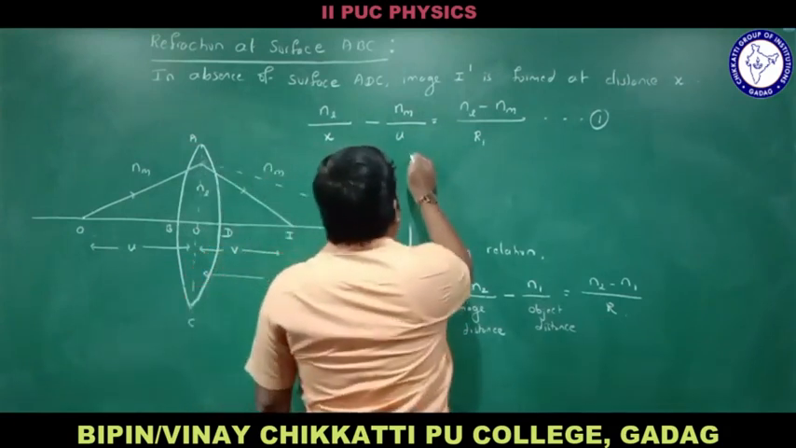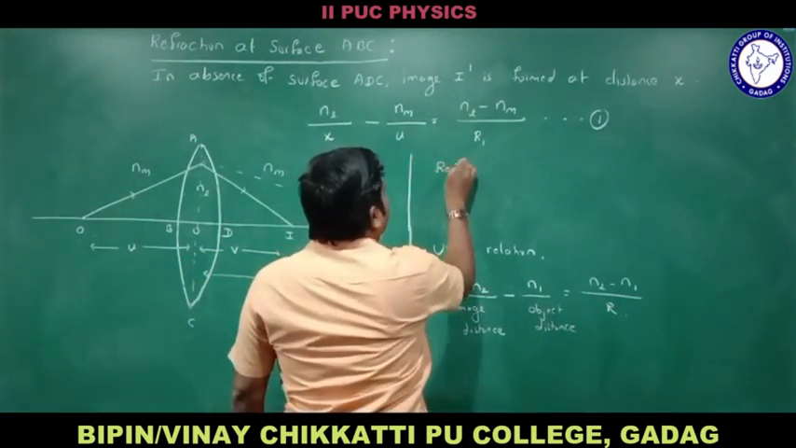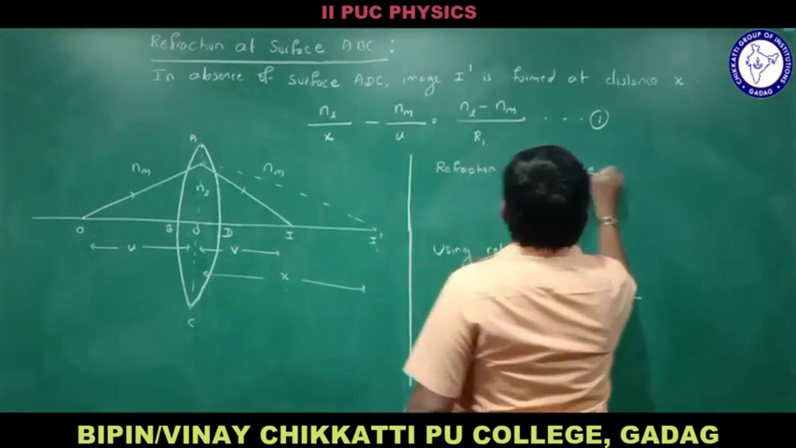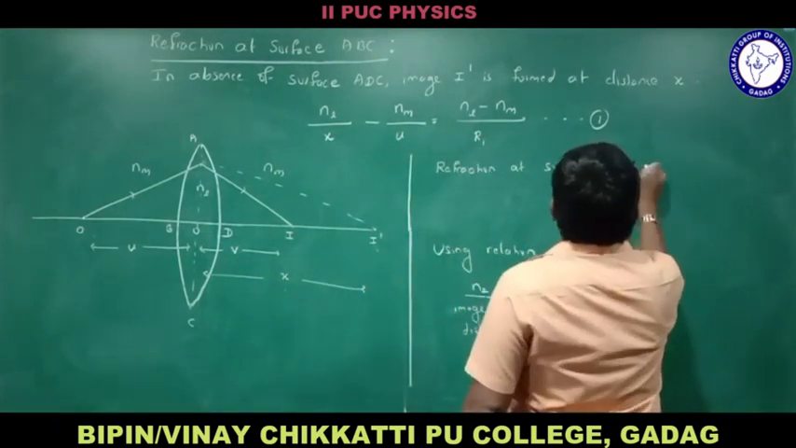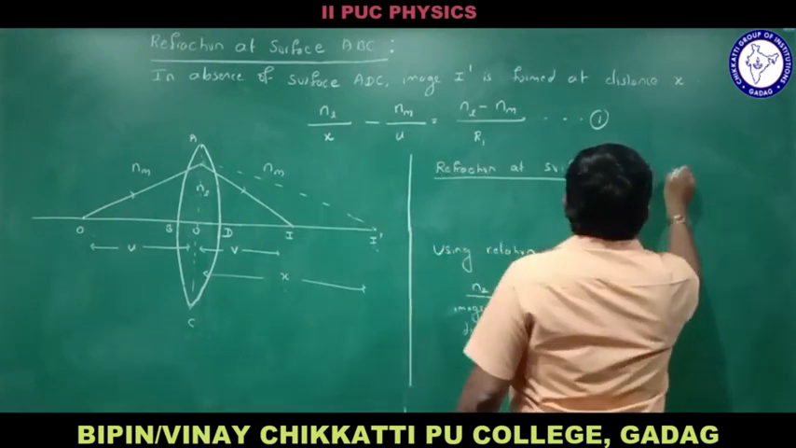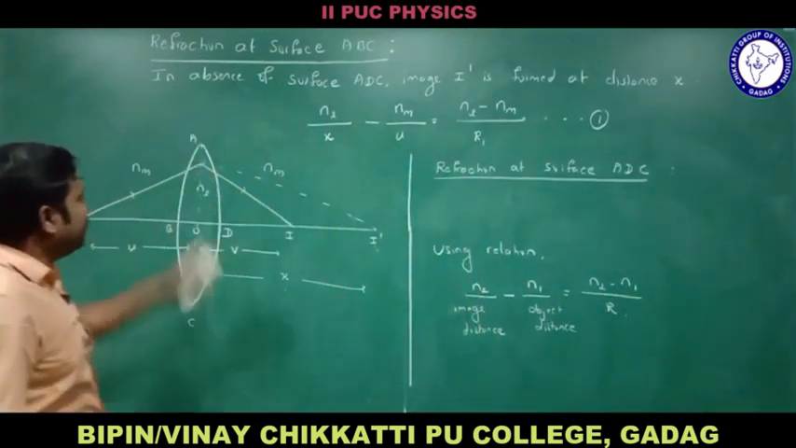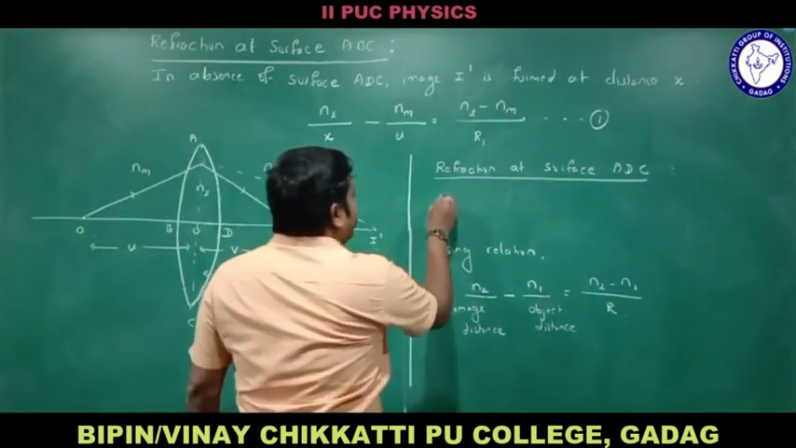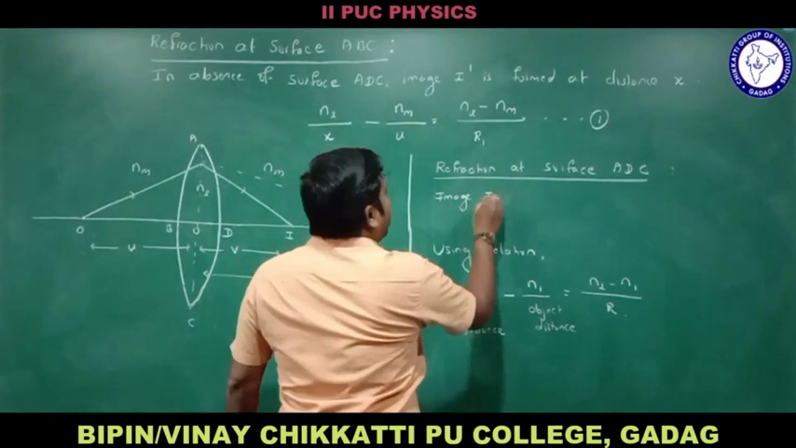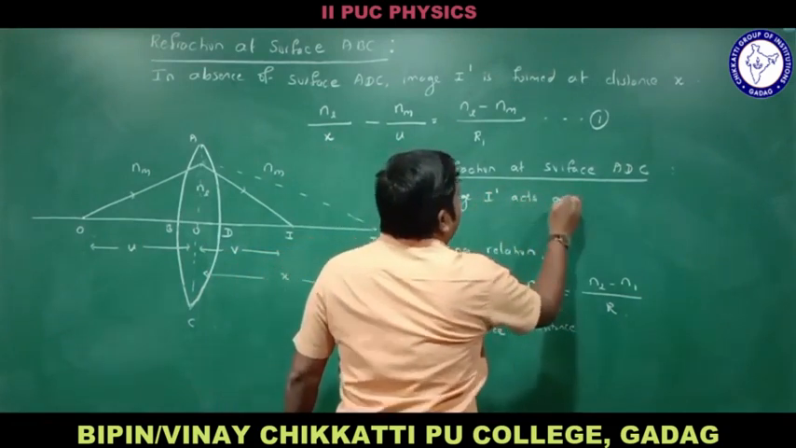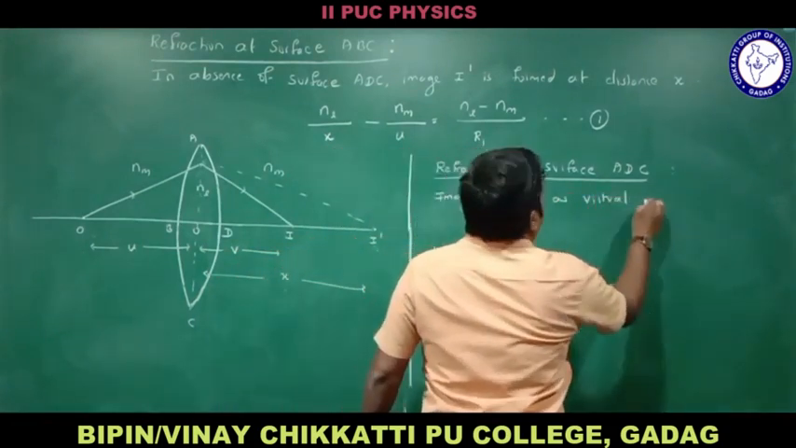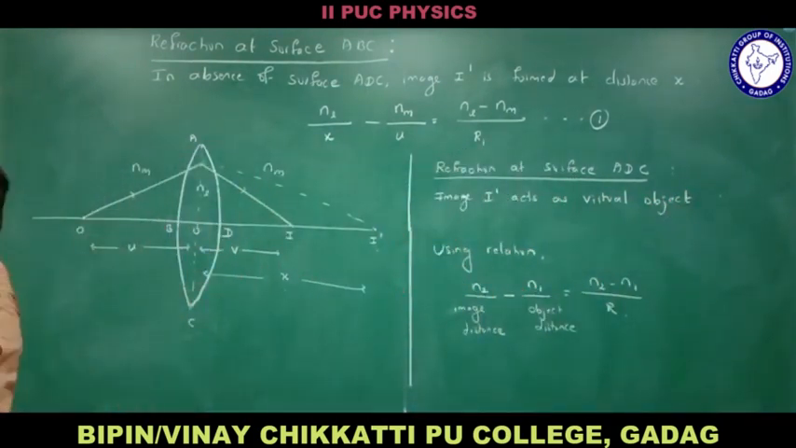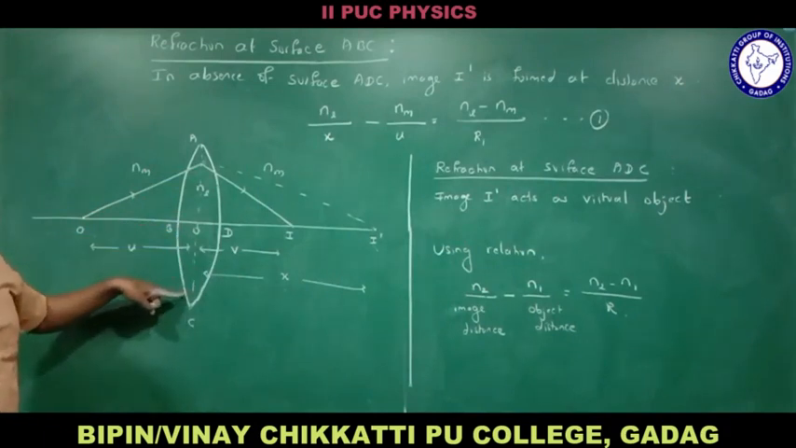Now let me write like this, refraction at the second surface. What is the second surface? ADC. Do understand, I'll be discussing refraction at surface ADC. One thing you need to remember here is that image I dash acts as a virtual object. Do you understand this? If we have the second surface, what happens?